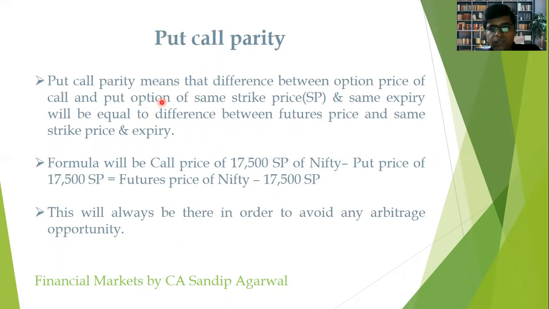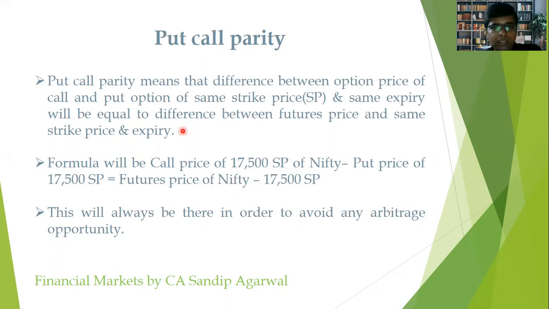Say currently Nifty, the underlying instrument in our example, is trading at 17,500. Now the put call parity says that the call option price of the 17,500 strike price minus the put option price of the 17,500 strike price should be equal to the futures price of the Nifty minus the 17,500 strike price. So this is called the put call parity. This should always hold in the market in order to avoid any arbitrage opportunity.